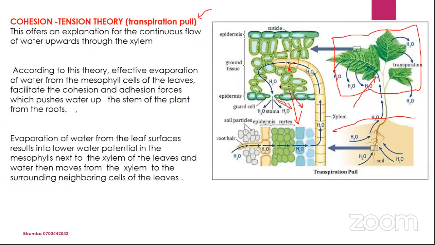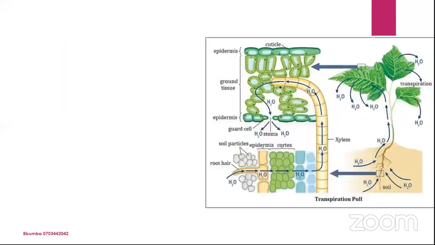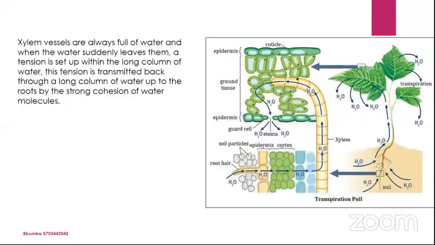evaporation, okay? To understand it more again, you know that xylem vessels are always full of water. And when water suddenly leaves them, for example, water has just left them to enter these surrounding mesophyll cells, there's going to be a tension that is created or set up within this long column of water, this one here. Tension.